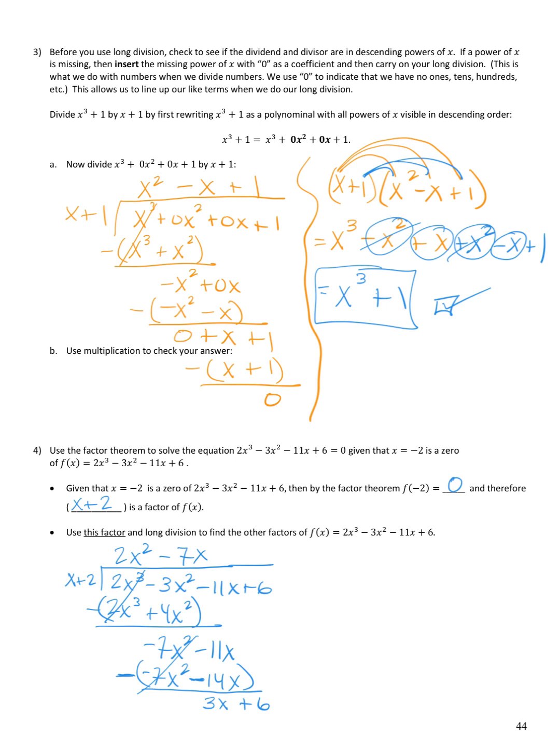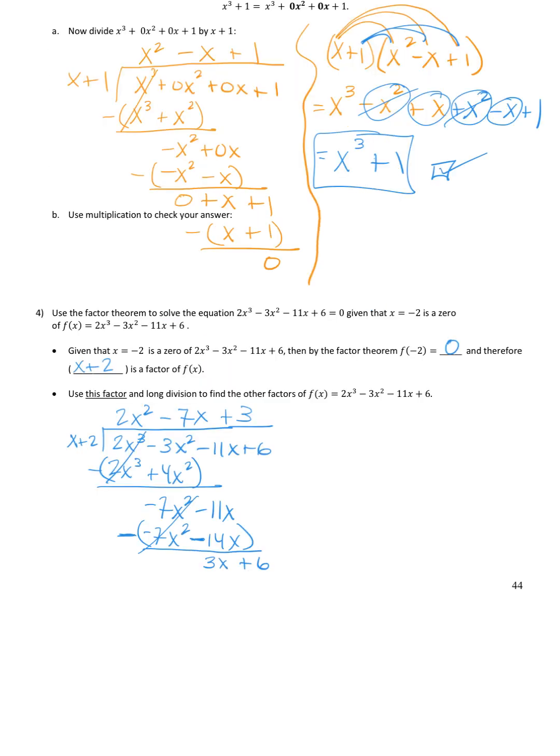And then we have x times what gives me 3x. And the answer is 3. And then multiply the 3 times the x plus 2. So 3 times x is 3x. 3 times 2 is 6, subtract, and I get a remainder of 0. So I can rewrite my original function f of x as a product of my divisor times my quotient.